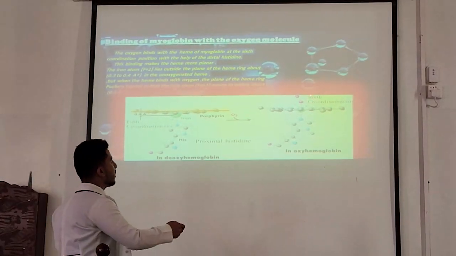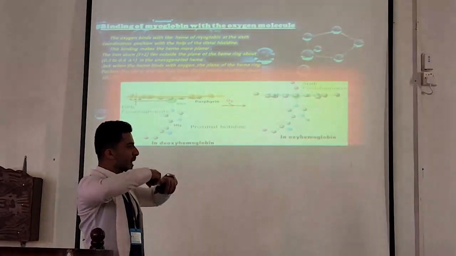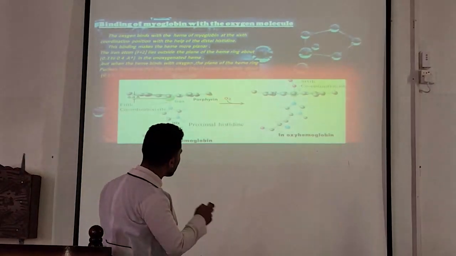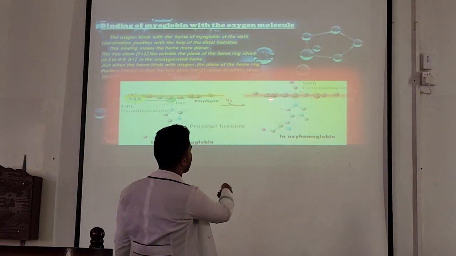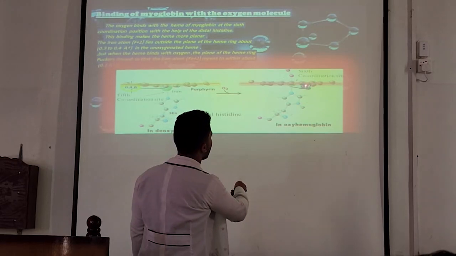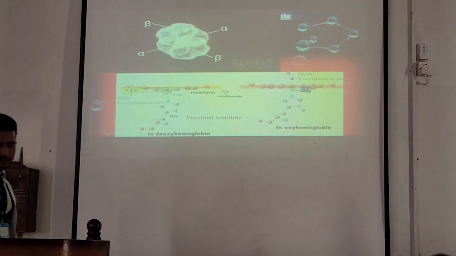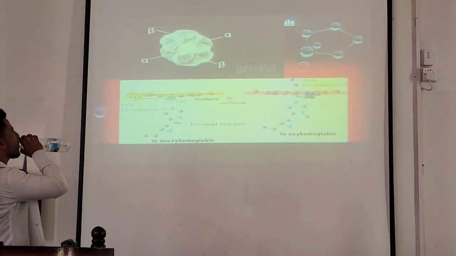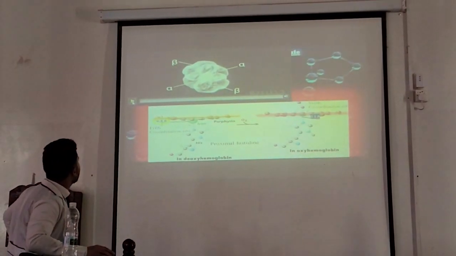But when the heme binds with oxygen, it is like this. It puckers upward to become in almost the same plane, because this is the plane of the heme ring and this is the ferrous iron. The distance becomes only 0.1 angstrom. So this is confirmed. I want to show this conformational change.